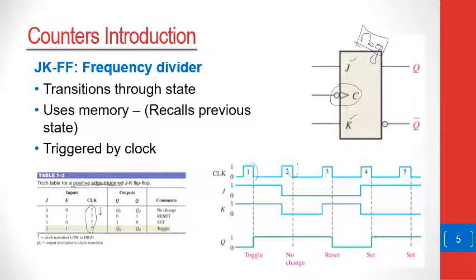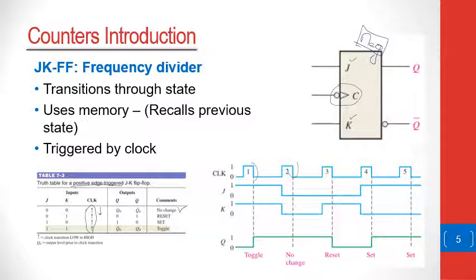So the JK flip-flop, on the other hand, will have 3 distinct transitions. The first one is called a no change, which means it doesn't change. There's no transition at all. It remains as it is.